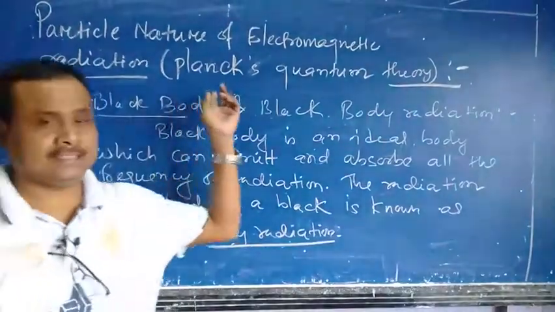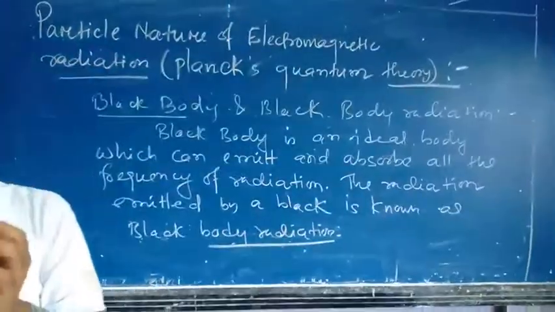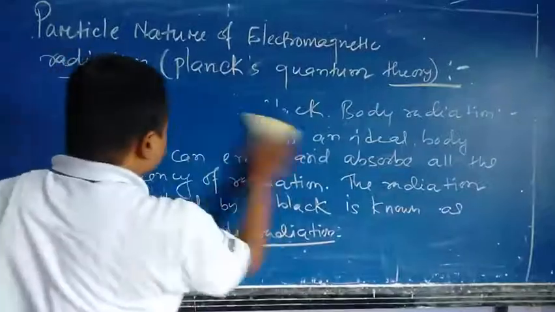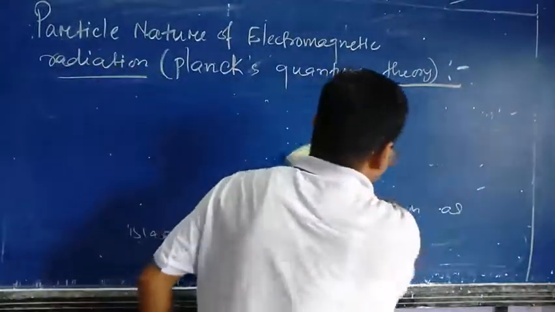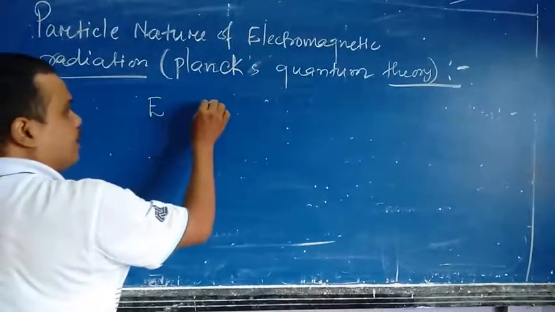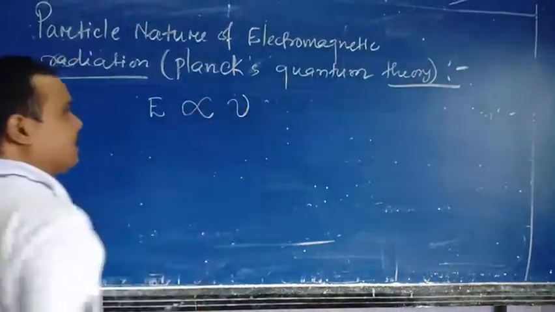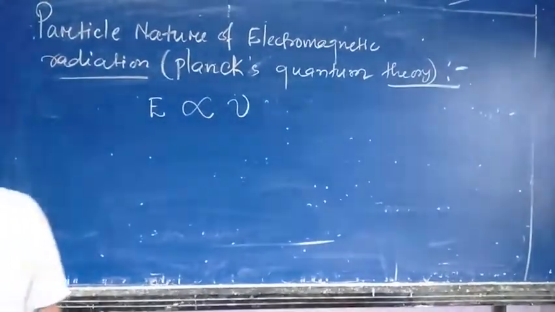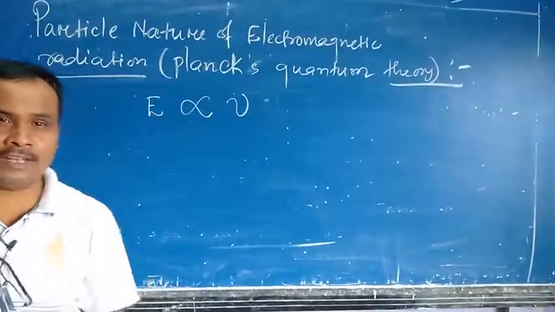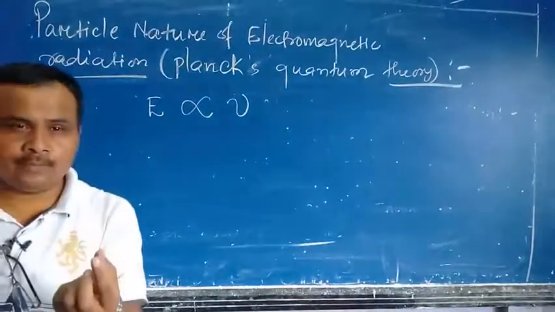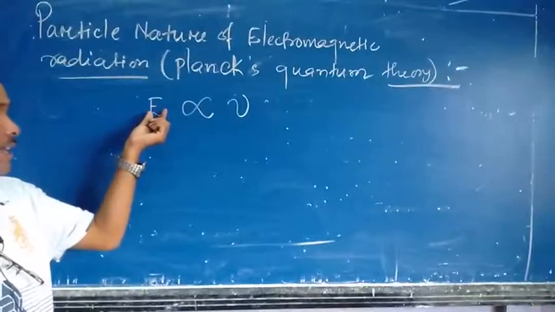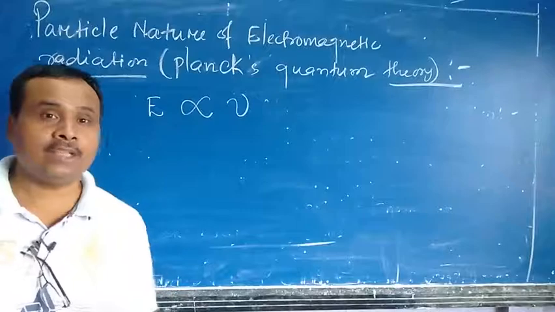So according to Planck's quantum theory, the energy E associated with a quantum of radiation is directly proportional to the frequency of the radiation. E is the energy of a quantum of radiation.